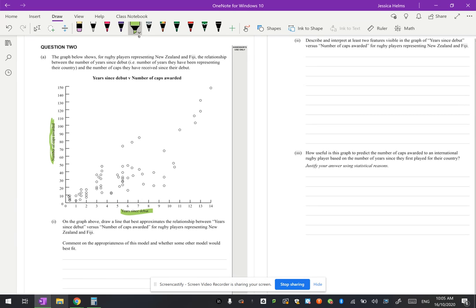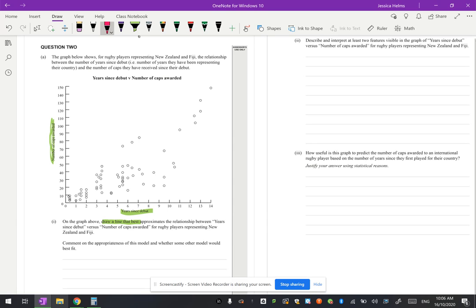So the first question says, on the graph above, draw a line that best approximates the relationship between years since debut versus the number of caps awarded for the rugby players representing New Zealand and Fiji. So please actually draw a line on this.